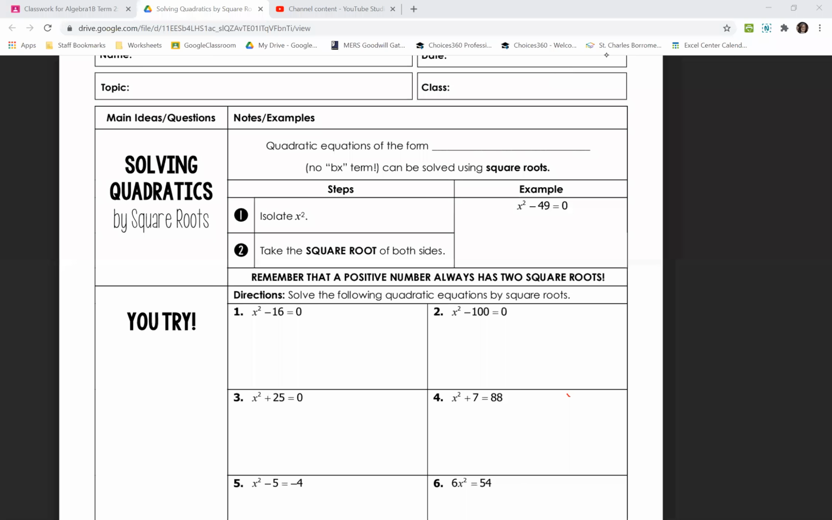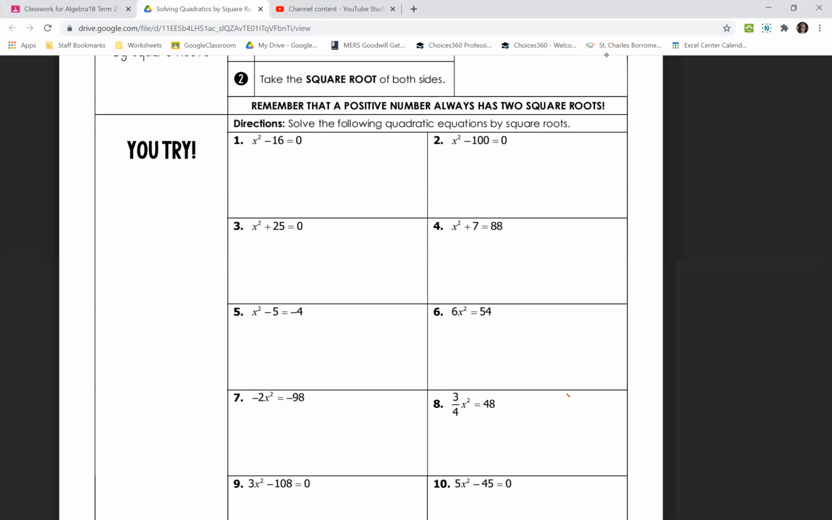All right, so let's go ahead and do some of the examples. First thing, always isolate your variable, your x squared. So I'm going to add 16 to both sides. Okay, so I get x squared equals a positive 16. Good. And then what we're going to do is take the square root of both sides.